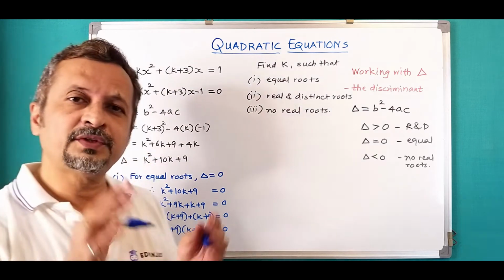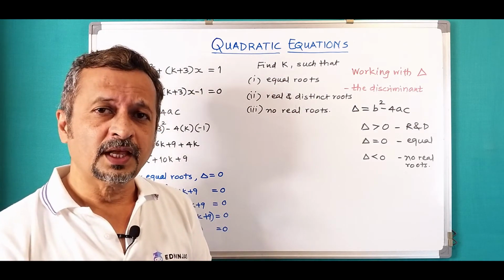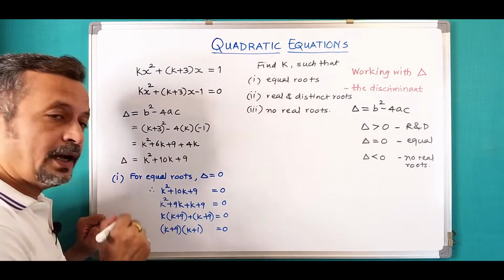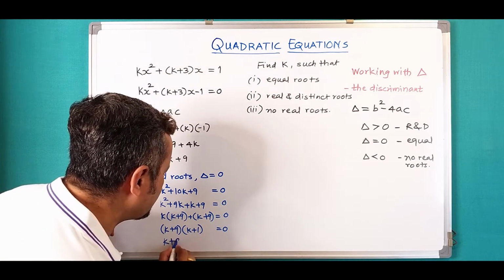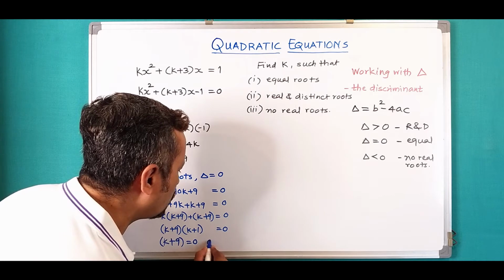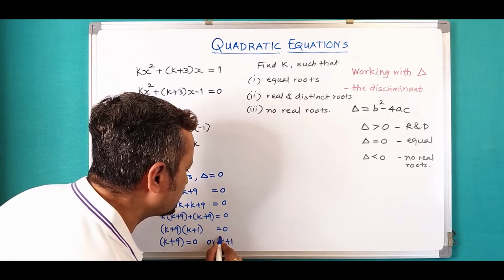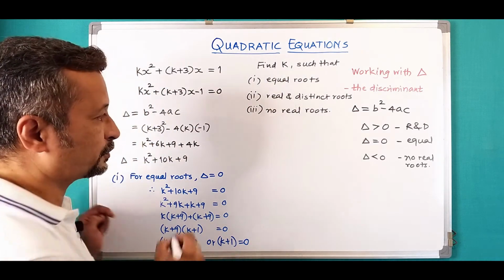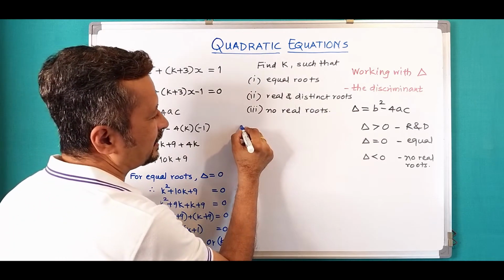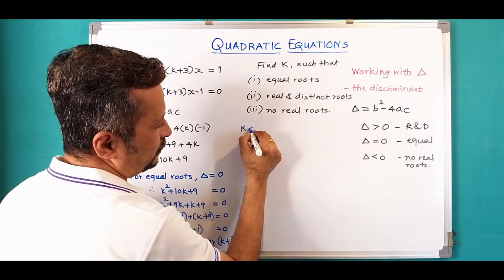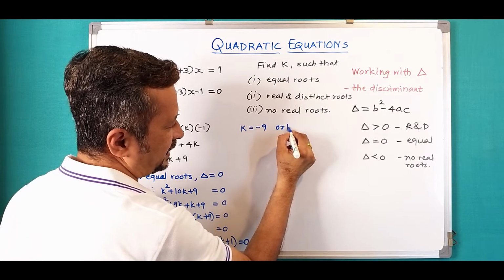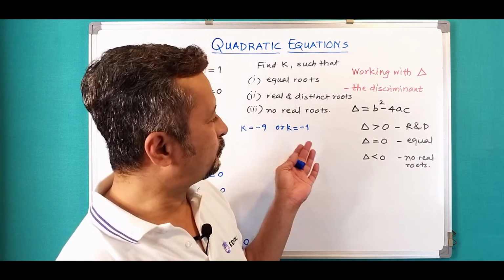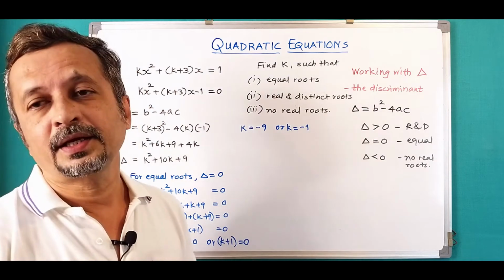Correct? So if the roots are real and equal, this condition has to be satisfied. So k plus 9 equal to 0 or k plus 1 equal to 0. What does it mean? It means that k is equal to minus 9 or k is equal to minus 1. So if I put k equal to minus 9 or k equal to minus 1, my roots are going to be real and equal.